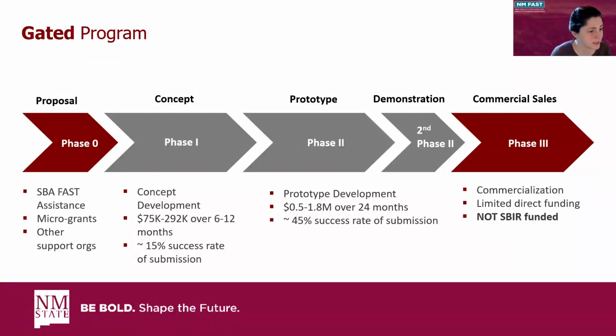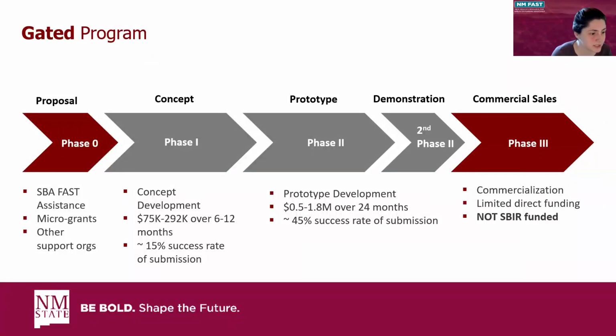Phase 1 is focused on feasibility testing, or testing your concept or developing that concept. For phase 1, there's typically a proposal package that includes multiple written pages, with periods of performance ranging from 6 to 12 months and award ceilings from $75,000 up to closer to $300,000. It is a highly competitive program with about a 15% success rate on your submissions.